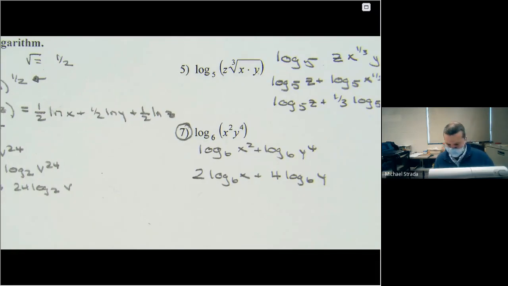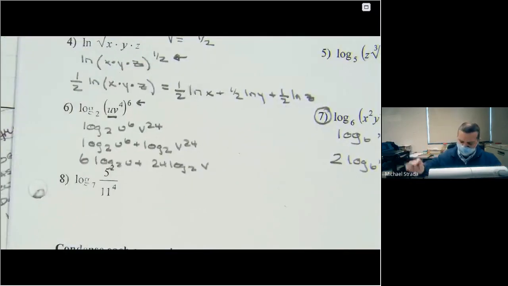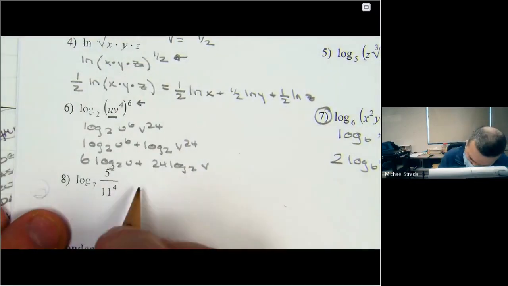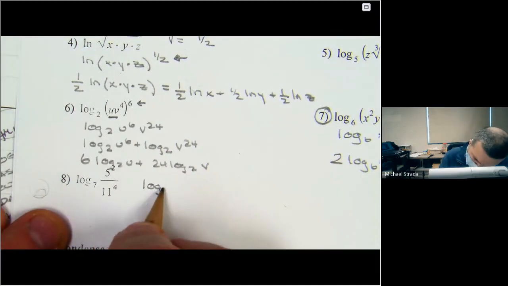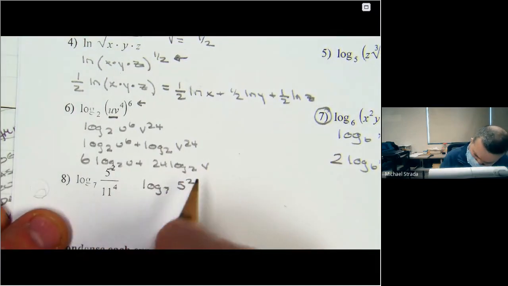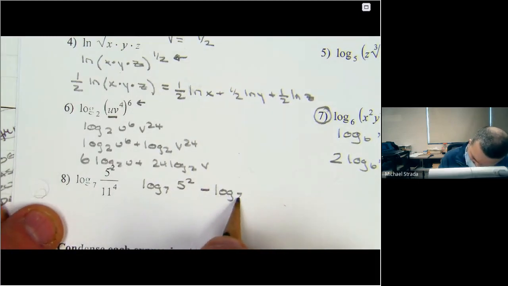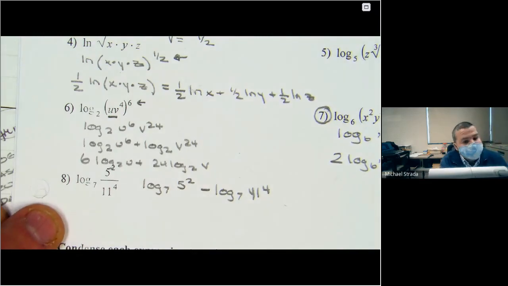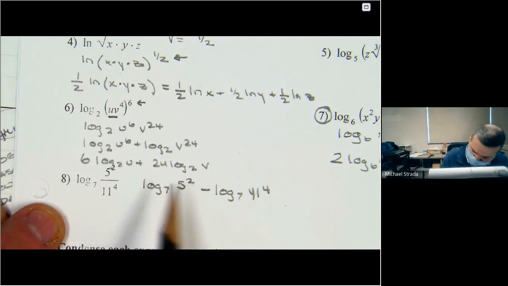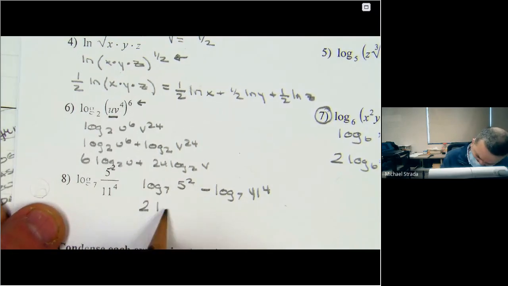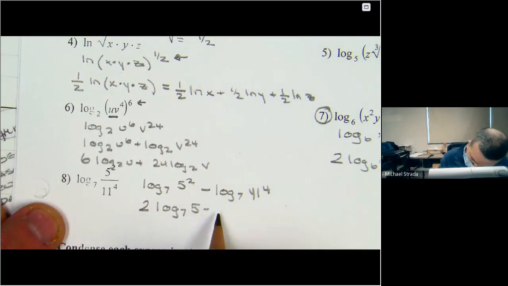We bring up number 8 because it involves division, and division becomes subtraction. So this becomes the log 7 of 5 squared minus the log 7 of 11 to the 4th. All right, so division becomes subtraction, and then the exponents become coefficients. So that becomes 2 log 7 of 5 minus 4 log 7 of 11.